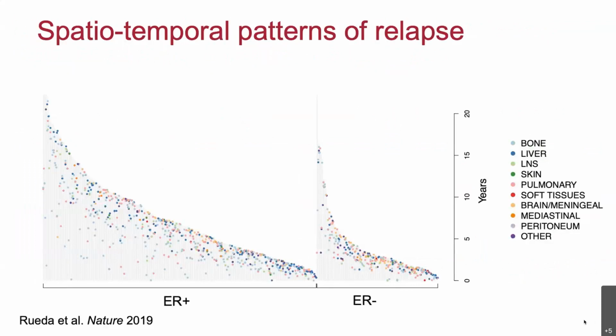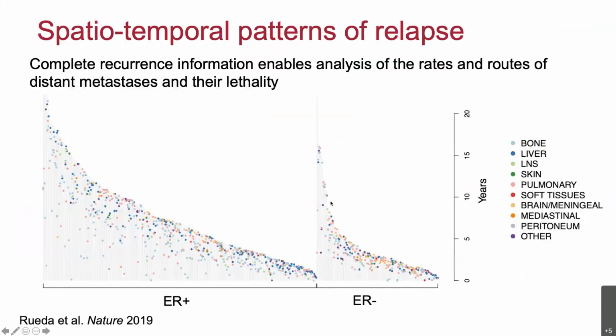So just coming back to this cohort, I do want to touch on the fact that really we have very comprehensive information on relapse now at our fingertips. And so this summary plot, just looking at ER-positive versus ER-negative disease, shows the sites of metastasis that we observe in these patients. And as you can see, irrespective of hormone receptor status, these tumors metastasize to many sites throughout the body, and often more than one site. And so with this information, we can really now begin to delineate the rates and routes of metastasis, as well as their associated lethality.